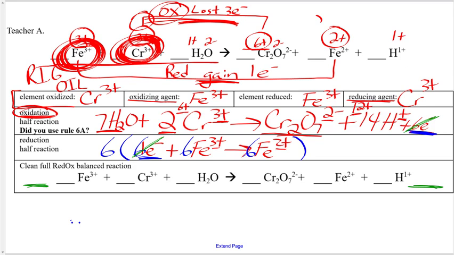I go right down the line. How many Fe3+ do I have? I have 6 of them. How many Cr3+ do I have? I have 2 of them. How many H2Os do I have? I have 7 of them. How many Cr2O7 do I have? I have 1 of those. How many Fe2+ do I have? I have 6 of those. And how many hydrogen ions do I have? I have 14 of those. And that's how you do the problem.